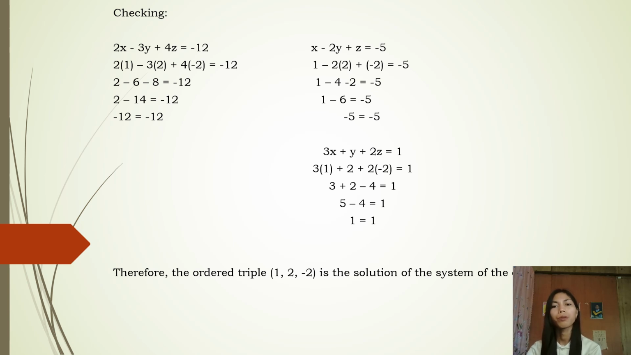The third equation is 3x plus y plus 2z equals 1. We substitute the values of x, y, and z. 3 times the value of x, which is 1, plus the value of y, which is 2, plus 2 times the value of z, which is negative 2, equals 1. So 3 times 1 is equal to 3, plus 2. 2 times negative 2 equals negative 4. So 3 plus 2 is equal to 5, minus 4 is equal to 1. So therefore, the ordered triple 1, 2, and negative 2 is the solution of the system of equations.